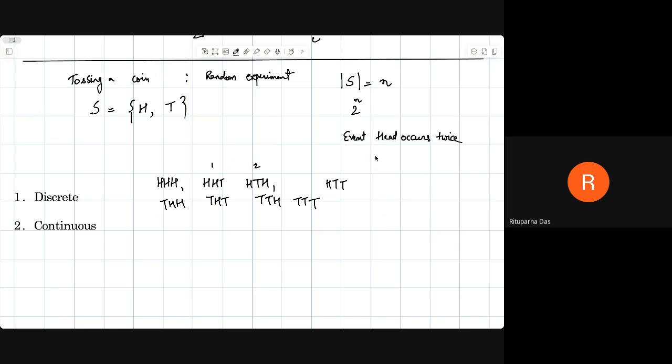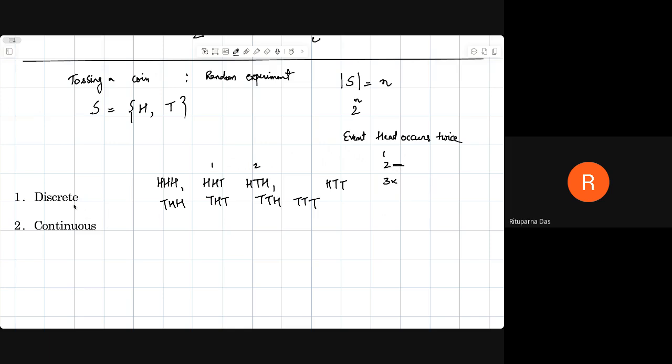We have tossed the coin 3 times, so for that, we have to see what is the value. So head can occur once, head can occur twice, head can occur thrice. But this is not the value we are considering. We are considering head occurs twice.